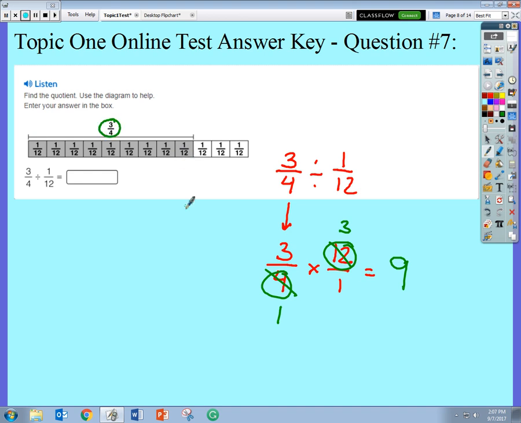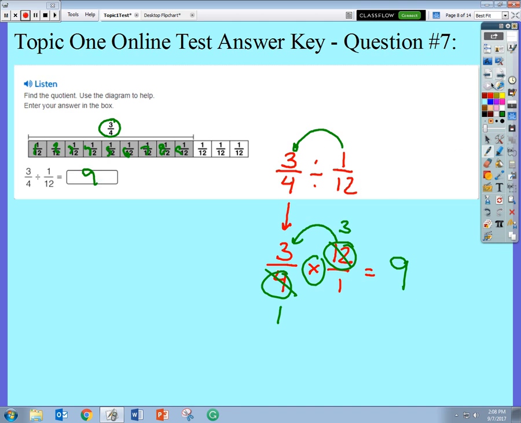So that means 9/12 will fit into 3/4. Remember, think about division. We think about multiplication, figuring out how many times this goes into this. Or I should say 1/12 goes into this. We're multiplying by that reciprocal. So we have 1, 2, 3, 4, 5, 6, 7, 8, and 9. So there are 9/12 in 3/4. So I'm going to put an answer of 9. All right, pretty straightforward there.